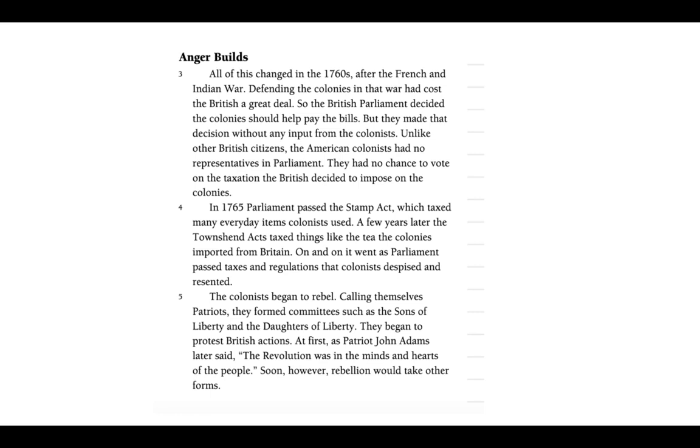In 1765, Parliament passed the Stamp Act, which taxed many everyday items colonists used. A few years later, the Townshend Acts taxed things like the tea the colonies imported from Britain. On it went as Parliament passed taxes and regulations that colonists despised and resented. The colonists began to rebel. Calling themselves patriots, they formed committees such as the Sons of Liberty and the Daughters of Liberty. They began to protest British actions. At first, as patriot John Adams later said, the revolution was in the minds and hearts of the people. Soon, however, rebellion would take other forms.